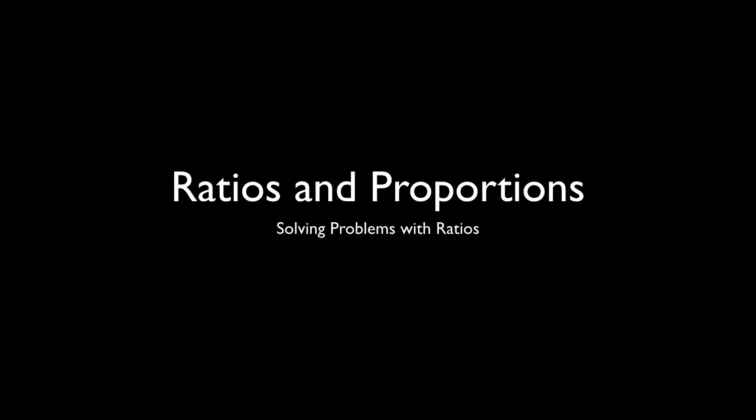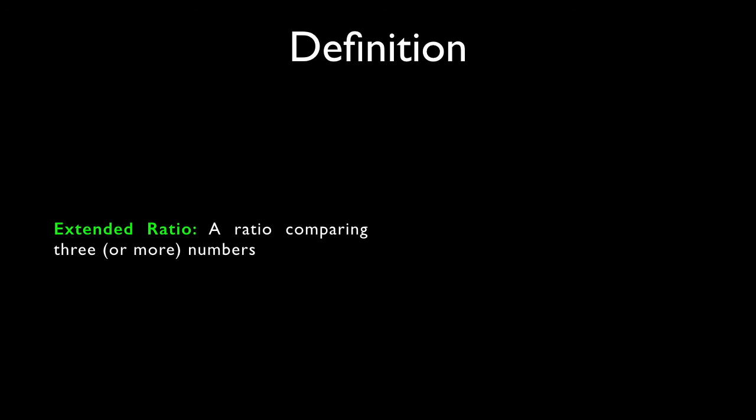So we know how to write ratios. They are also good for solving problems. In this problem, we're going to use an extended ratio, which is simply a ratio comparing 3 or more numbers. So it would look something like this. Notice that in this extended ratio, there are actually 3 ratios combined. There's the A to B, there's the B to C, and there's also the A to C. So an extended ratio is a bunch of ratios combined.